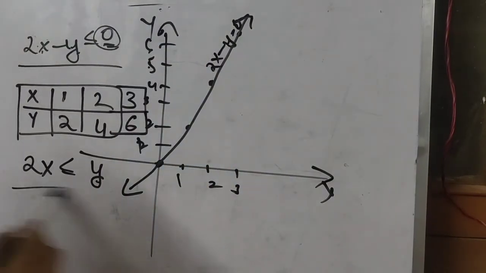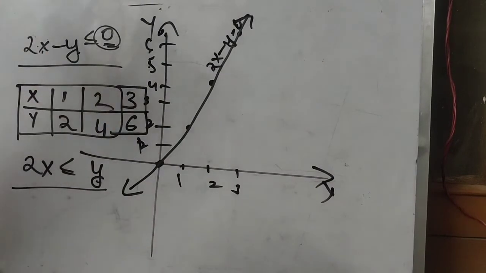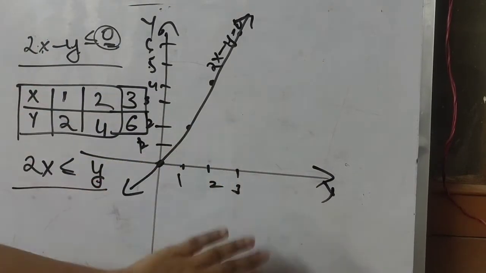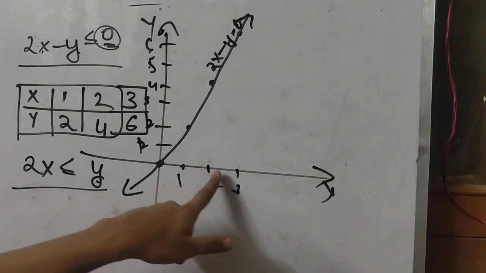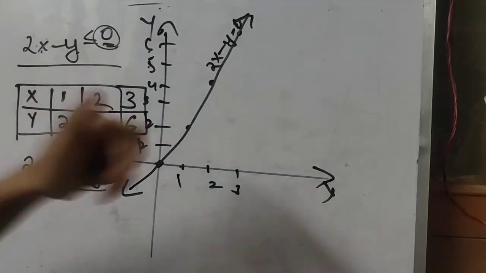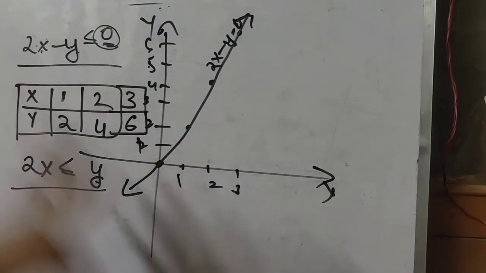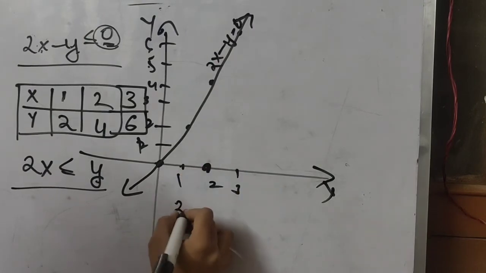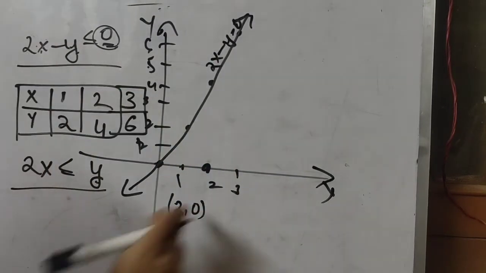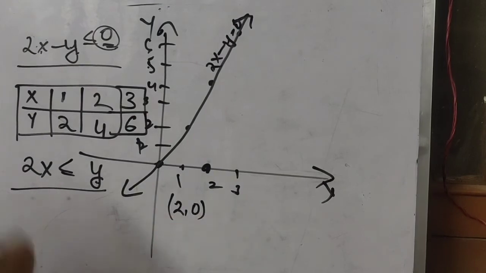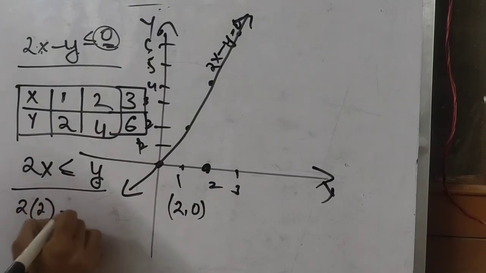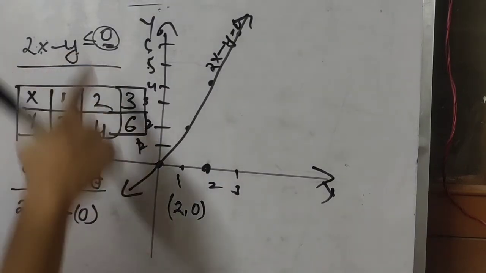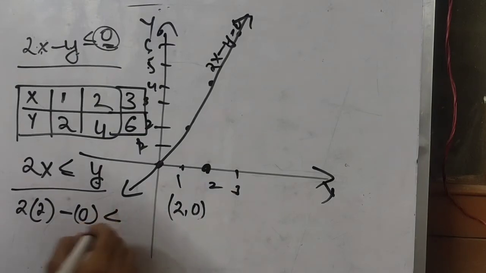How do we solve this? Now see here, you will have to take such a point that lies on either side, and it's better that you take points on the axis because it will be easier for you to solve, since one coordinate will automatically become 0. So I'm taking 2 comma 0 for the equation, and I'll check whether my inequality is true or false. I'll put in my value of y as 0, so 2 into 2 minus 0, and check whether it is less than 0 or not.